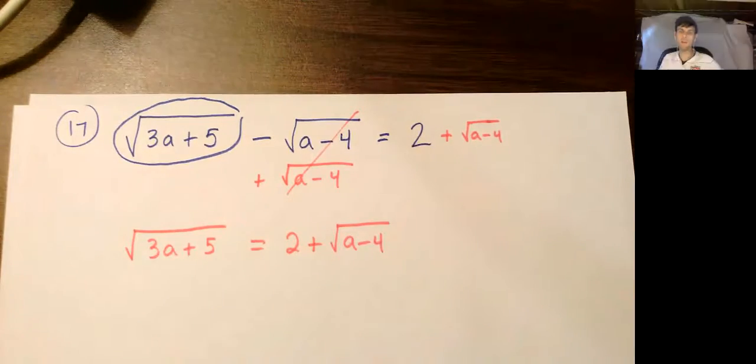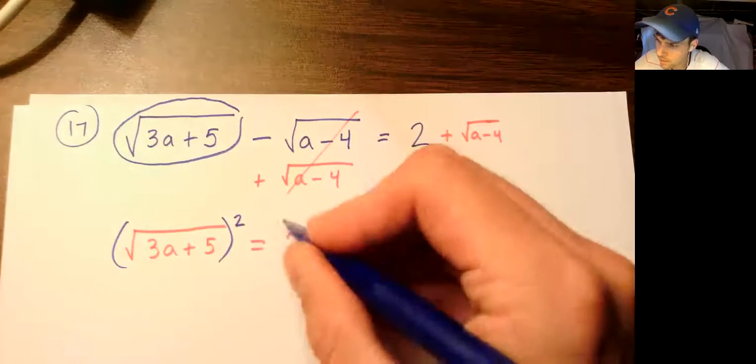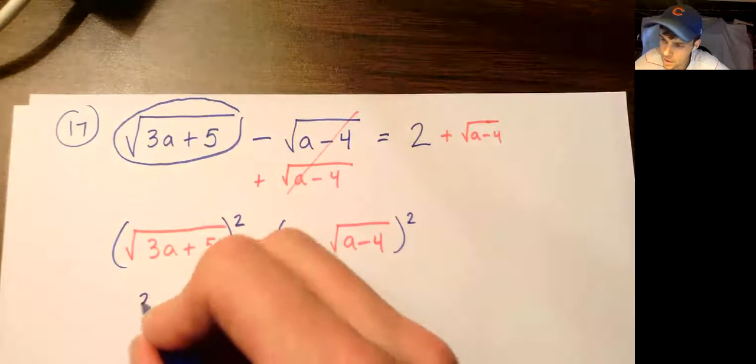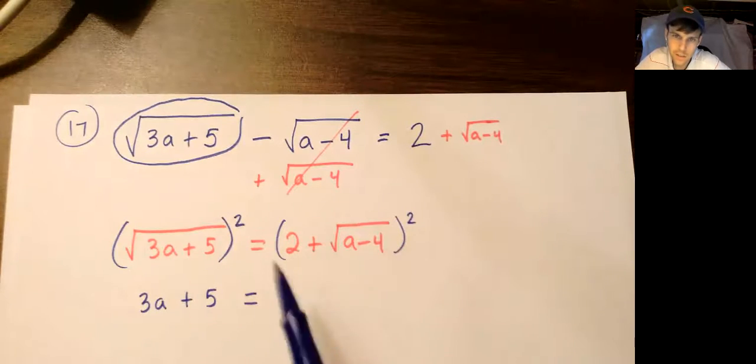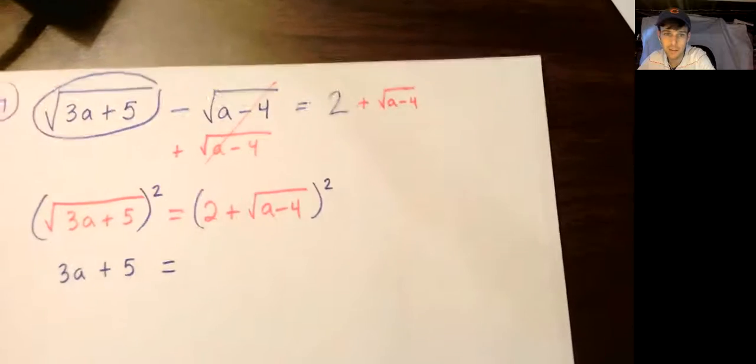All right, now we're all set to get rid of the square root that's on the left side of the equation. And we get rid of square roots by squaring. So this side, easy. We just end up with 3a plus 5. Over here, however, a little bit more complicated. So I'm going to have to multiply this all out.